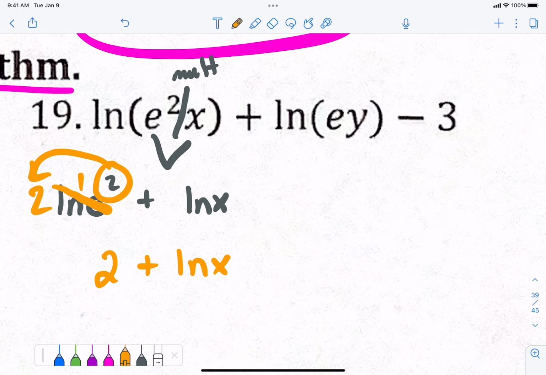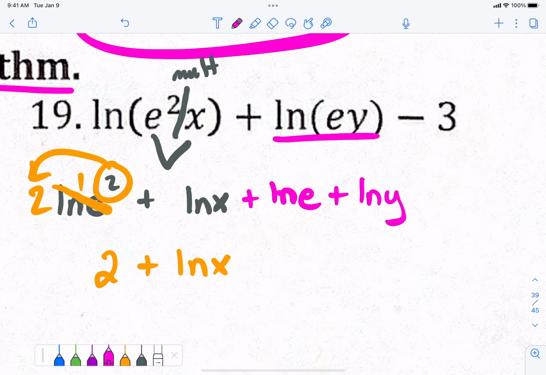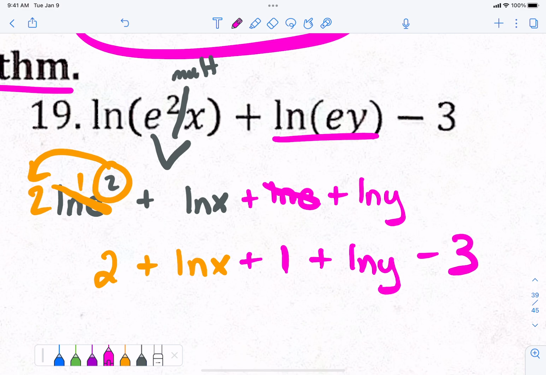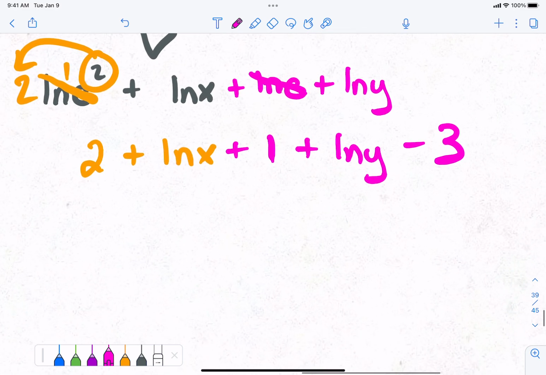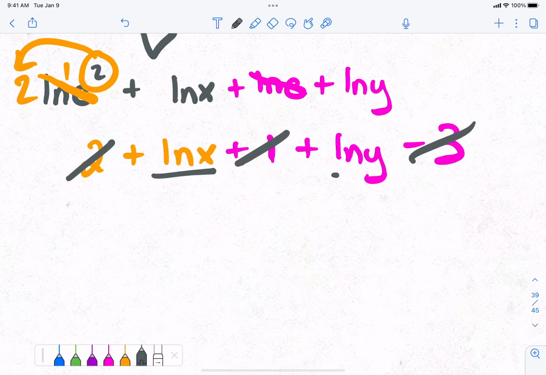Then this one right here, we're going to be counterproductive again. We're going to break apart rather than put together. So ln of e plus ln y. The ln e goes away, but it doesn't go away. Don't forget, it has to be plus 1, right? Ln e is plus 1. Plus ln y. And then don't forget your minus 3 on the end. And then the numbers go away. Oh, look at that. 2 plus 1 minus 3 is gone. So I have literally ln x plus ln y.